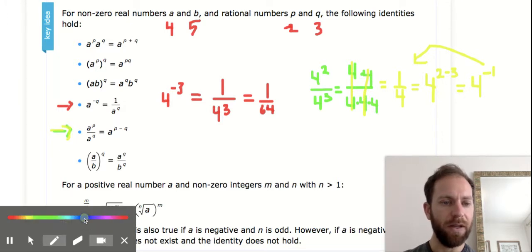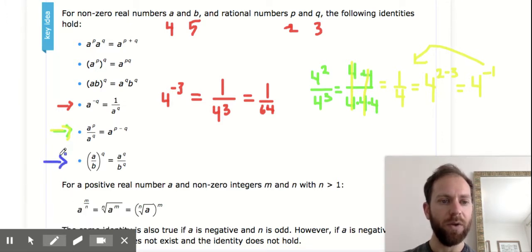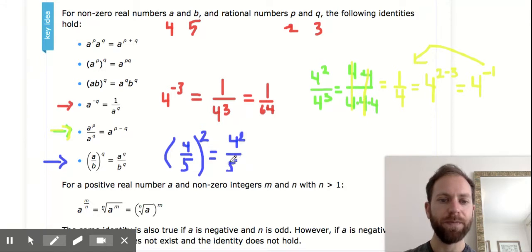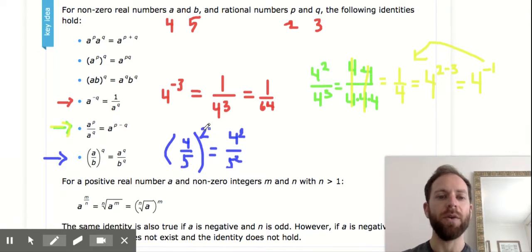All right, and last but not least, when you have a rational expression to the power of q, you could think of that as the numerator to the power of q divided by the denominator to the power of q. So if you have 4/5 to the power of 2, then that's the same as writing 4 squared divided by 5 squared. Okay, so it's just like you can distribute the square: it applies to the 4 as well as the 5, the numerator as well as the denominator.